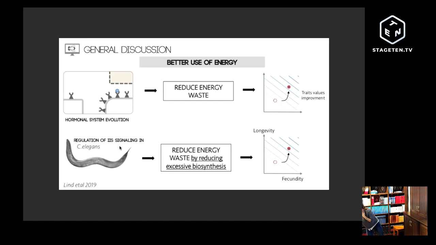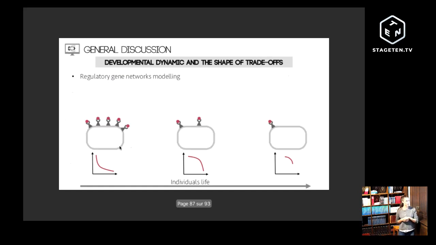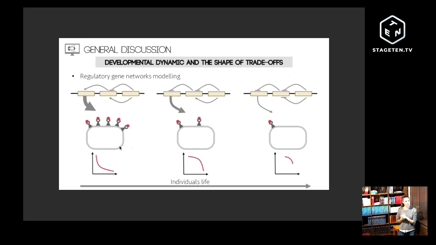And in the long term, with my model I could work on the developmental dynamic and the shape of the trade-off, because we think that during an individual's life, the trade-off shape could possibly evolve, because individuals have to invest their energy differently depending on the stage of their life. And maybe thanks to regulatory gene network modeling, we can make those patterns emerge and study the evolution of the hormonal system and something like that.